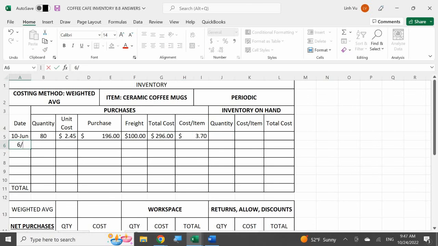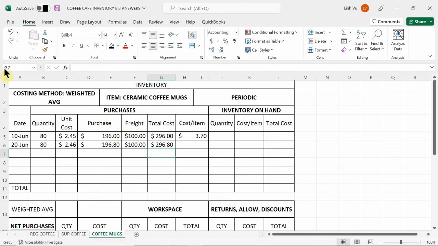Today's the 20th. We purchased 80 of them at $246, plus $100 of shipping to be $296.80. Right. Okay, if you want to calculate your cost per item, you can. But what costing method are we using for this? Weighted average. Yeah, so we don't need to do the cost per item. Okay, good.